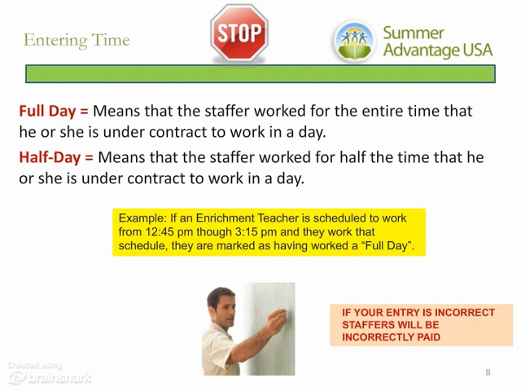So, for example, an enrichment teacher is typically expected to work from 12:45 p.m. until 3:15 p.m. If they work that schedule, you should mark them as having worked a full day. If they work half of that schedule, then you should mark them as having worked a half day. The indication of full day or half day is very important. This is directly connected to the payroll system and will affect whether staffers are paid or not. I'm going to pause here and again emphasize, if the information in the hours column is incorrect, staffers will be incorrectly paid.